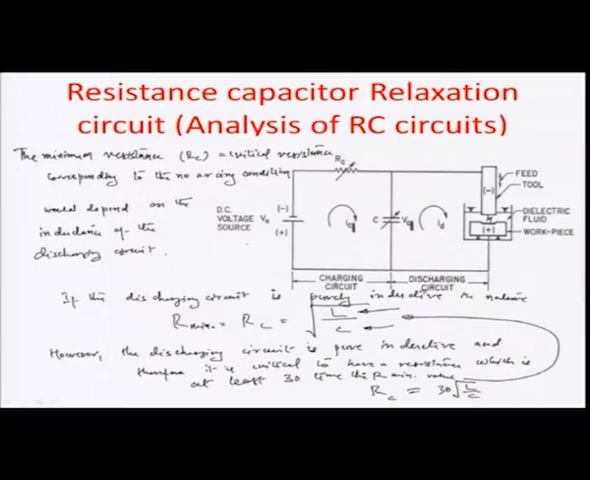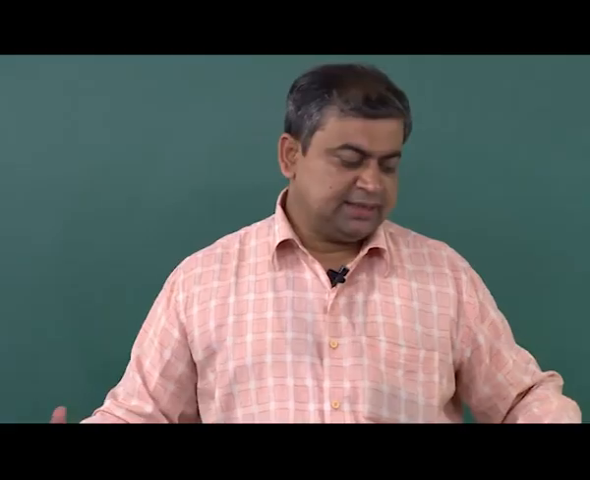So in a nutshell, we have seen that the resistance capacitance relaxation circuit is limited by the resistance of the charging side, and in most cases it is around 30 times the root of L by C. L is the inductance of the discharging circuit and C is the central capacitance between the charging and discharging circuit.